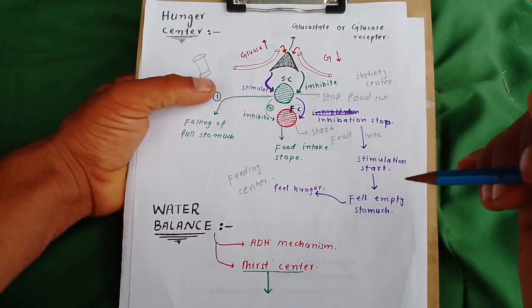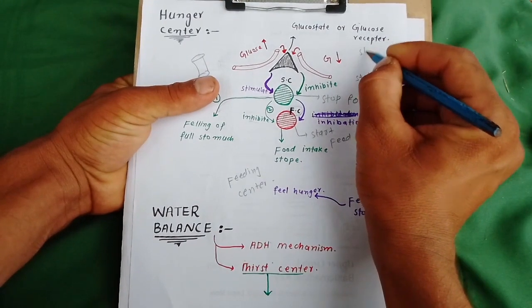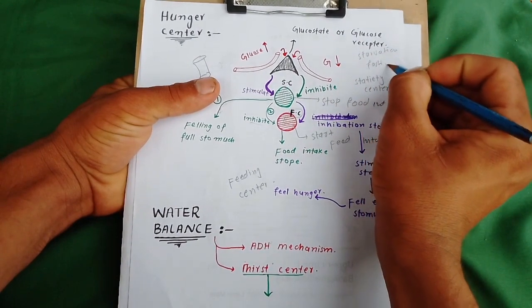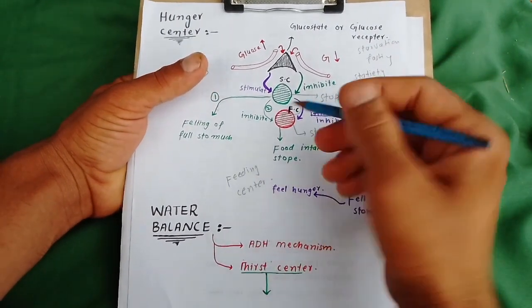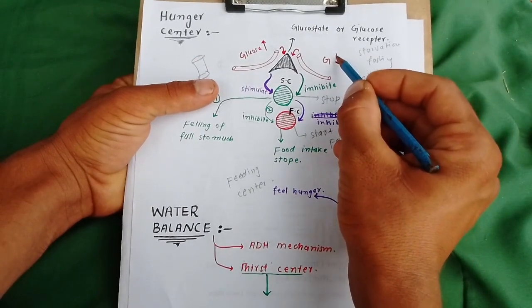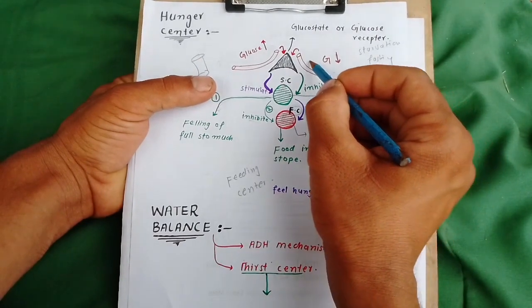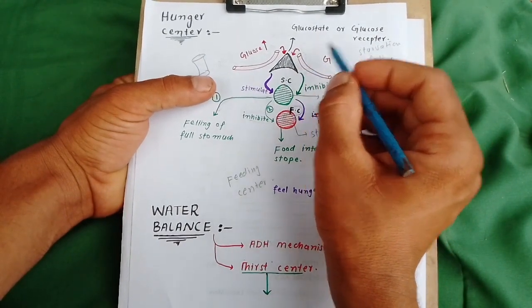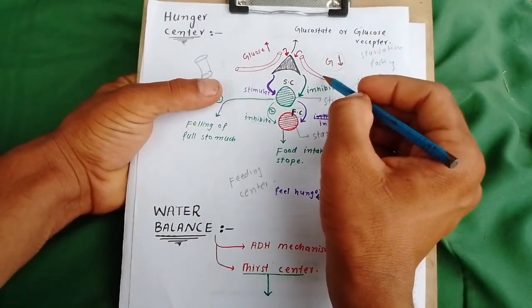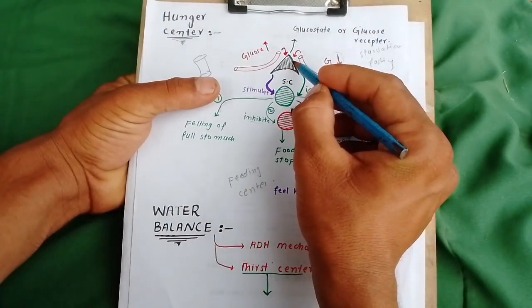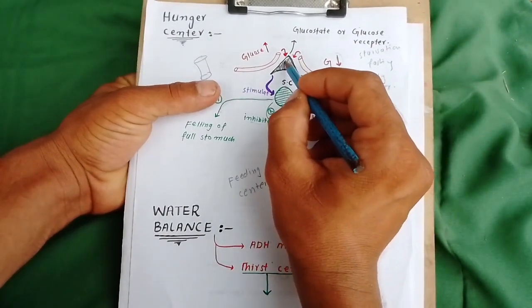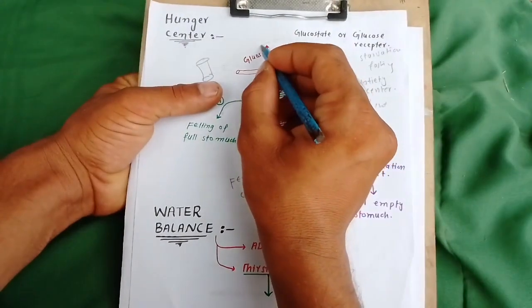When we go under starvation, fasting, the blood glucose level falls. In this state our blood glucose level is very low. When this low blood glucose is passed from this receptor, the receptor is stimulated only during high blood glucose level.